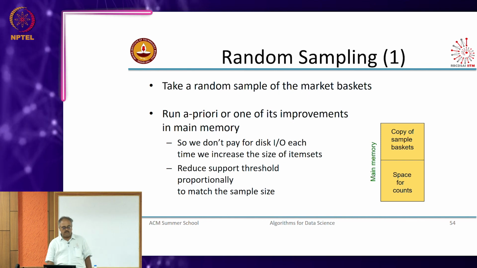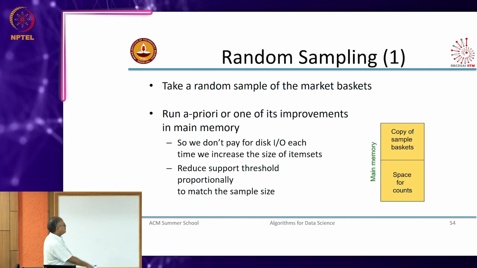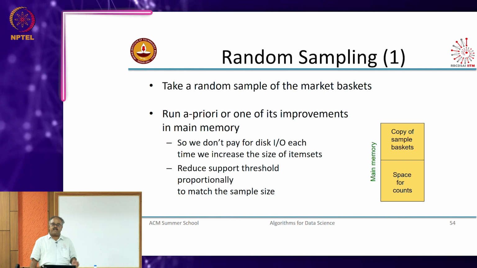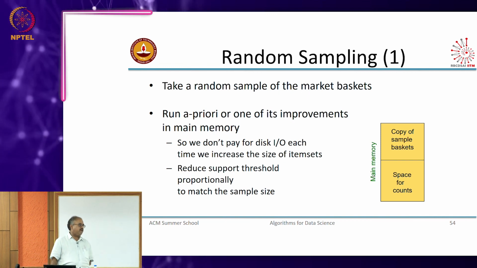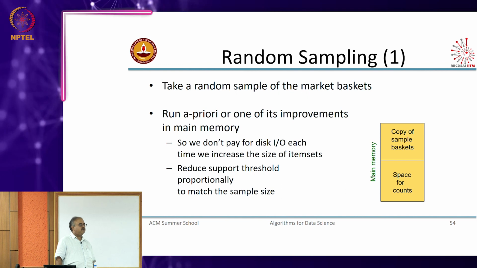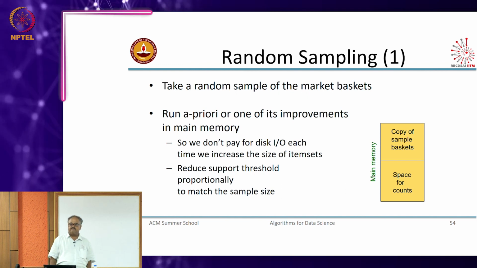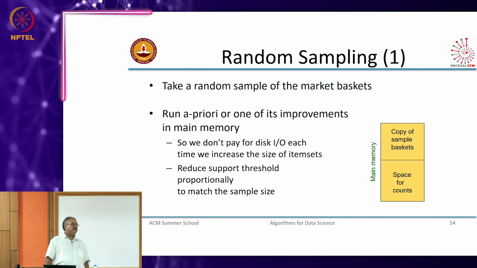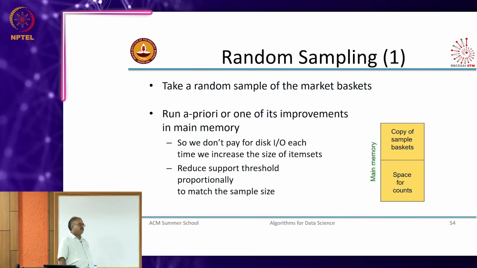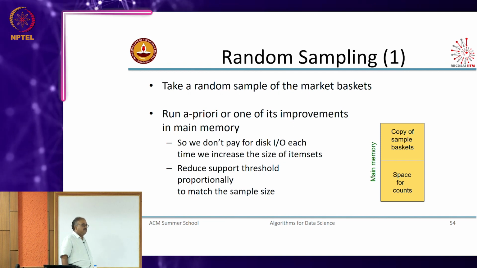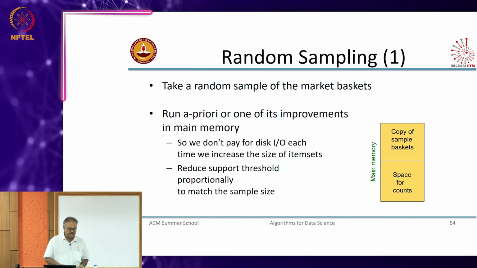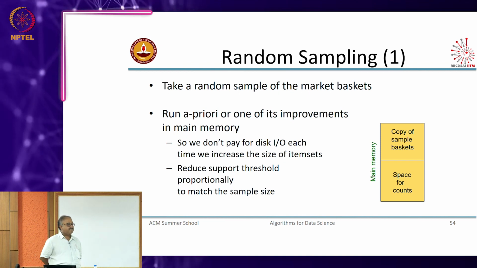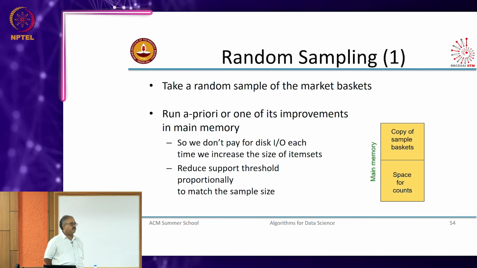But you also do a trick here. You reduce the support threshold. Suppose s was my original threshold and I have sampled 1/10 of the data. I set my support threshold as s/10. Or if I sample 1/100th of the data, I set my support threshold as s/100. And then you run your algorithm. You run k passes of your algorithm. Are you done?